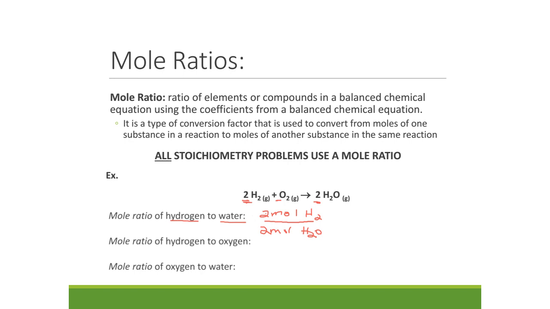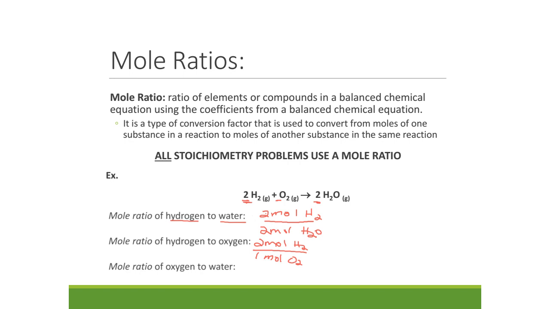Take a moment and see if you can set up the mole ratio of hydrogen to oxygen, just as I've done in this problem. We're looking for hydrogen to oxygen. All right, so hydrogen to oxygen, you should have come up with 2 moles of H2 per 1 mole of O2. That would be our mole ratio. 2 moles of H2 per 1 mole of O2.